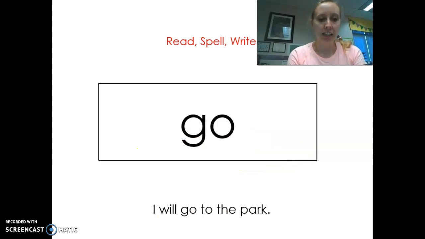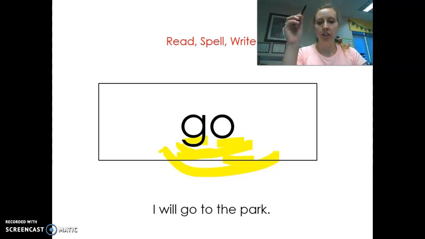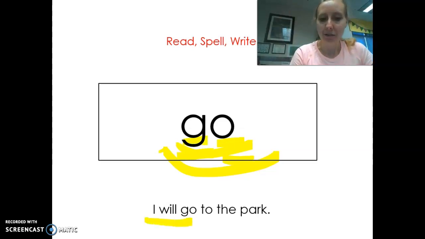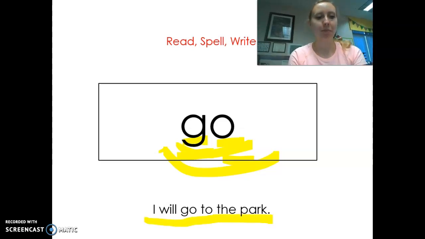And here's our last high frequency word for today. This is the word go. Read the word with me. Go. The word go is spelled G-O. Spell the word with me. G-O. Let's write it in the air. G-O. This says, I will go to the park.